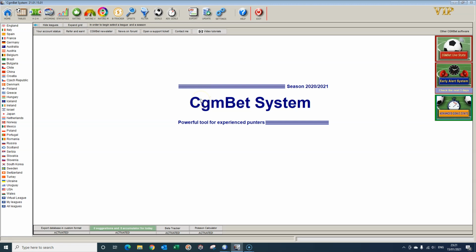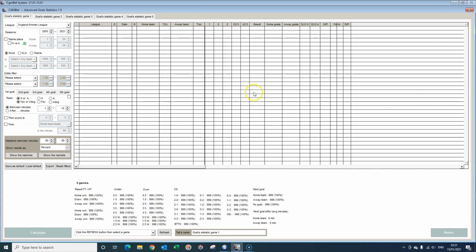So when you load CGM bets, obviously you go for the update bit and then restart, etc., and then you get the screen again. Go to this bit here called Advanced Goal Stats and let it load up. It does load up, so I just loaded it up myself. There you go. Okay, so let it load up, and then you get this page here.